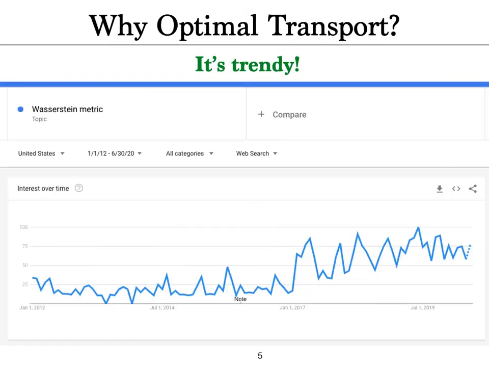So if you want to look at, for instance, trends, well, there seems to be a trend. Here I've plotted the curve of search interest for Wasserstein metric, which is another word under which optimal transport is known. But if you just look at the number of submissions in major machine learning conferences, you will notice that by the year there is an increase in the number of papers that use optimal transport, Wasserstein, or Sinkhorn in their title. So it's a thriving domain right now, which is finding new applications.